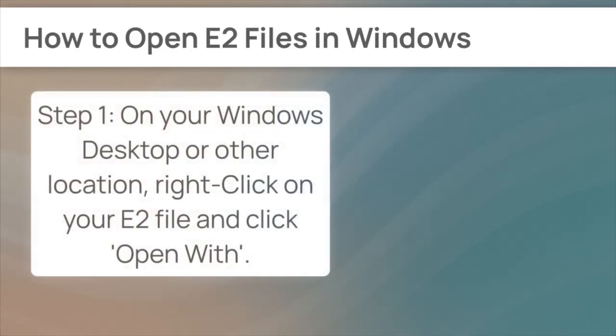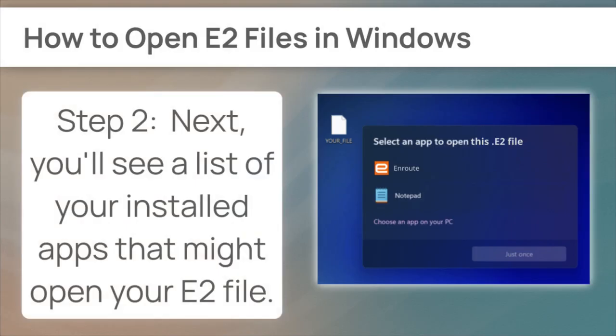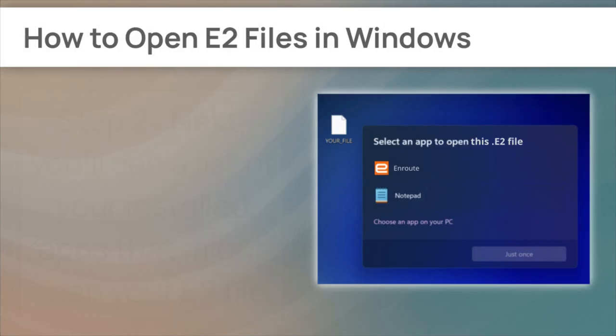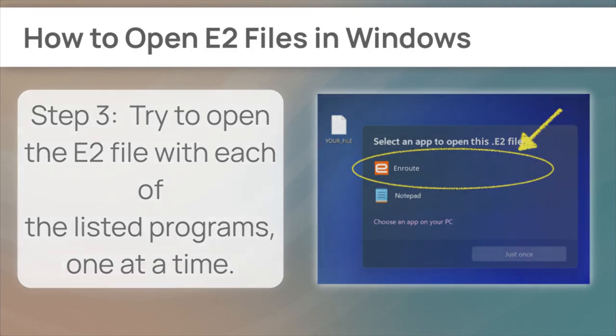Your most critical first action is the file association test. Right-click the E2 file and choose Open With. If Enroute is on your machine, test it. If not, choose another program. We must find the correct software.